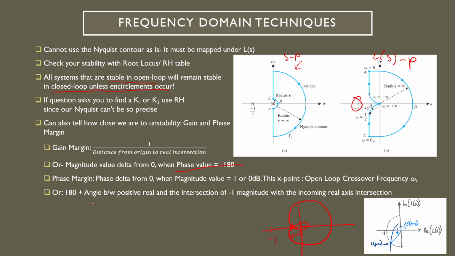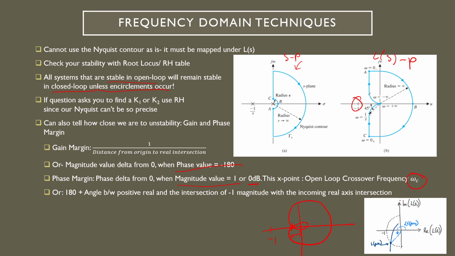Similarly, the phase margin can be found from the Bode plot where you overlay both the plots, find the point where the magnitude value becomes 1, or in the case of the decibel plot, it's 0 dB. In this case, the phase delta from 0 is the phase margin, the change in phase. This point is very important. It is known as omega C, the open loop crossover frequency. You'll be asked this in many questions.